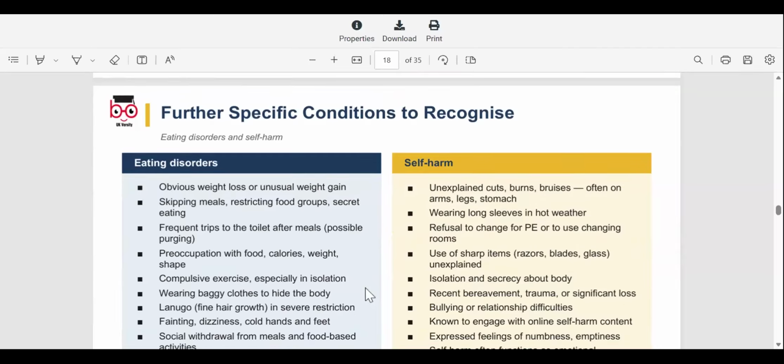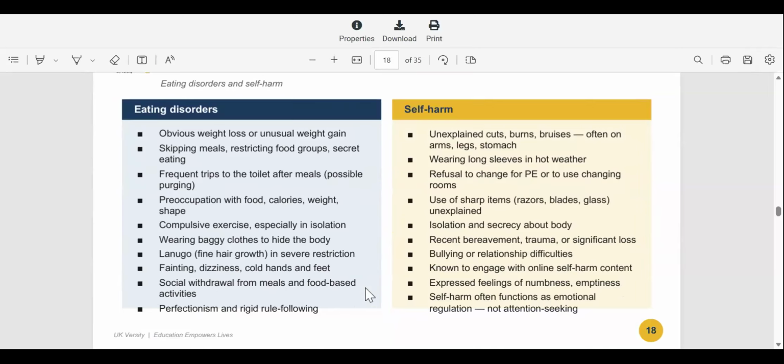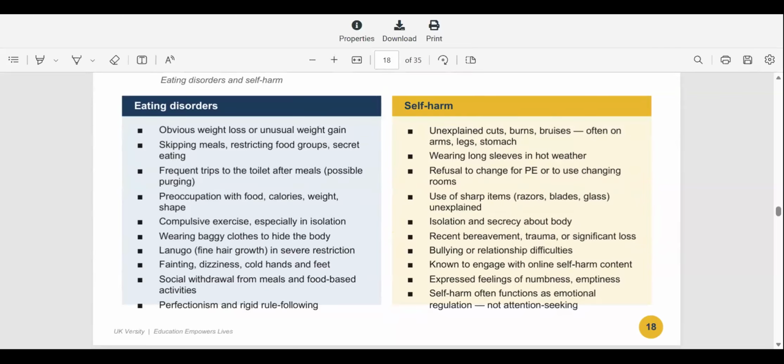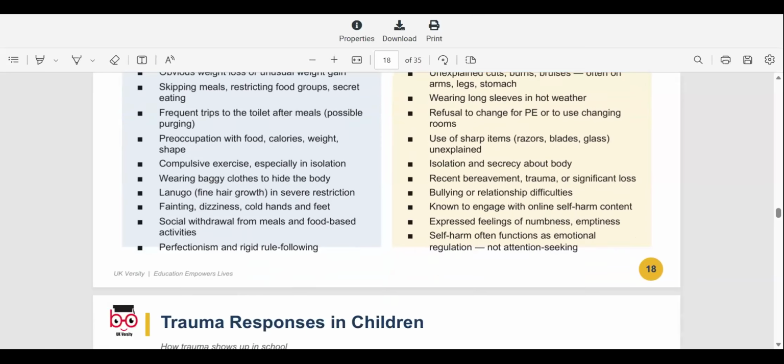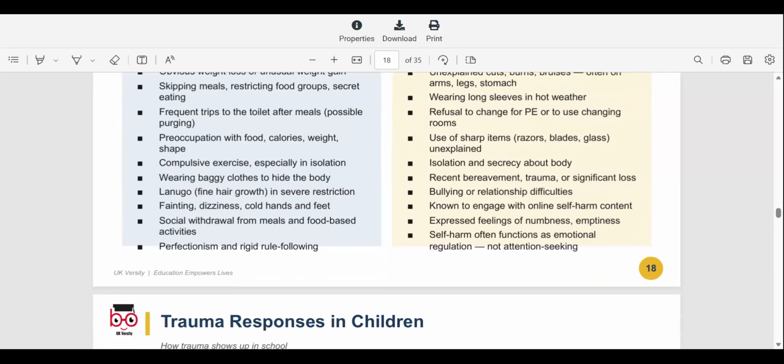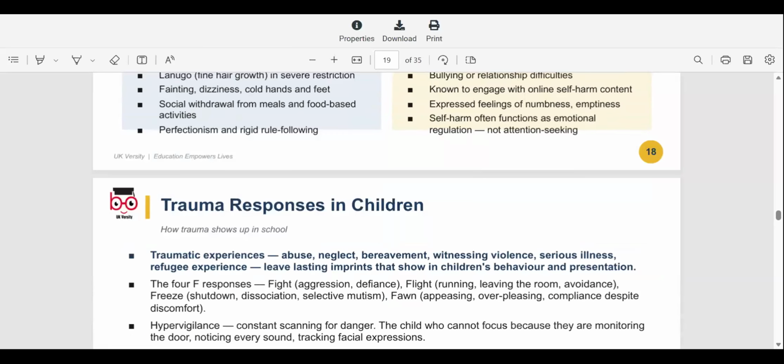Further specific conditions can be eating disorders. Eating disorders can be another one: weight loss or unusual weight gain, skipping meals, frequent trips to the toilet, wearing baggy clothes, fine hair loss, fainting, dizziness. Self-harm: unexpected cuts, wearing long sleeves in hot weather, using sharp items.